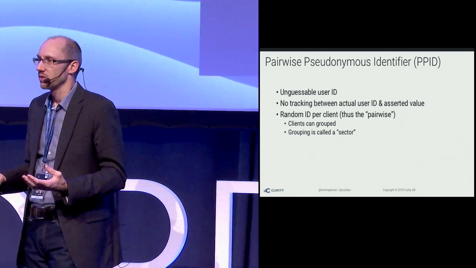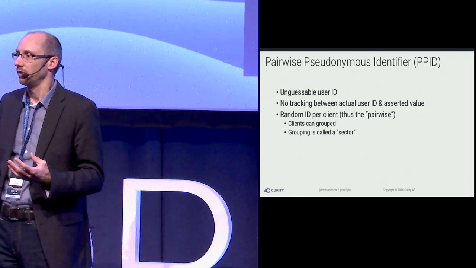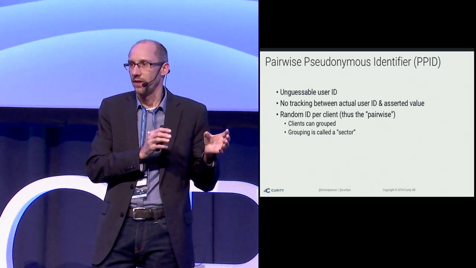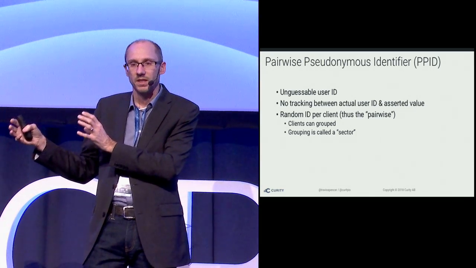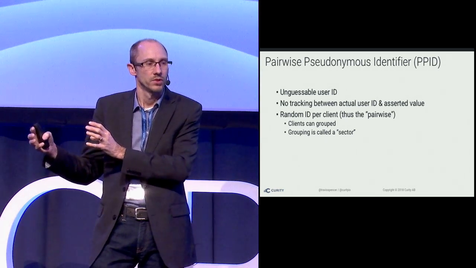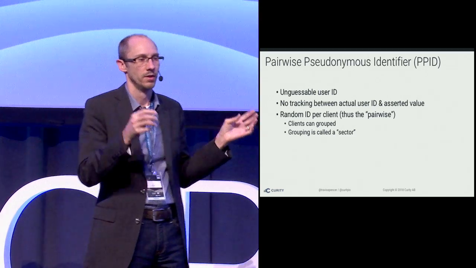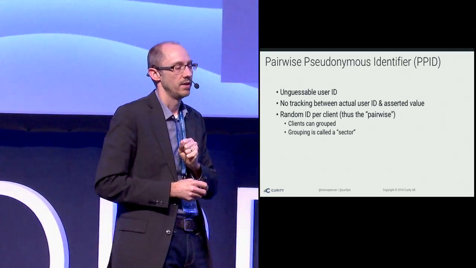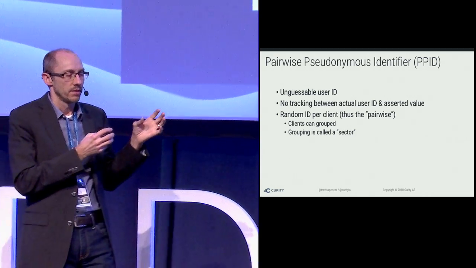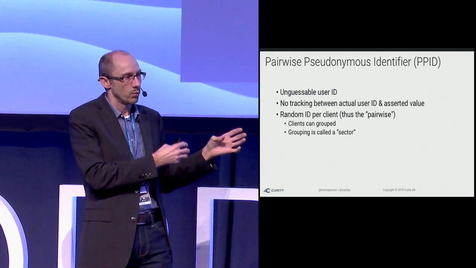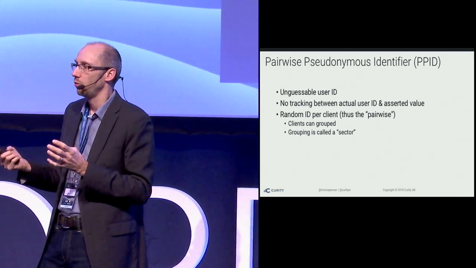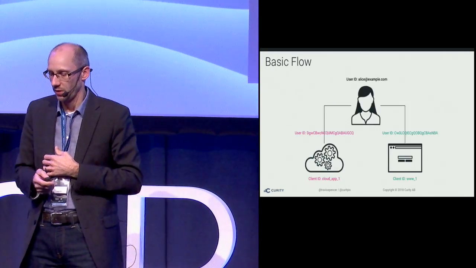And the pairwise part comes from the fact that there's no tracking or relationship between the user ID that the user logs in with and the one that is given, and the one that is given is per client application. So it's a pairing of the user and the client application. And the ID is completely unrelated, but the applications sometimes want to be working together in cahoots, so we need a way of actually grouping clients together. So let me show you how that works.